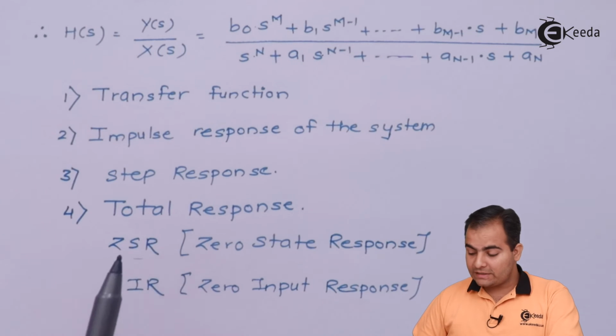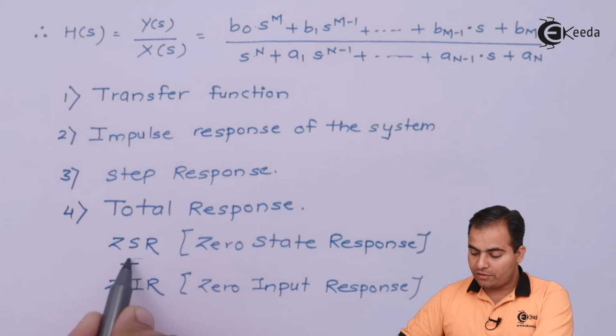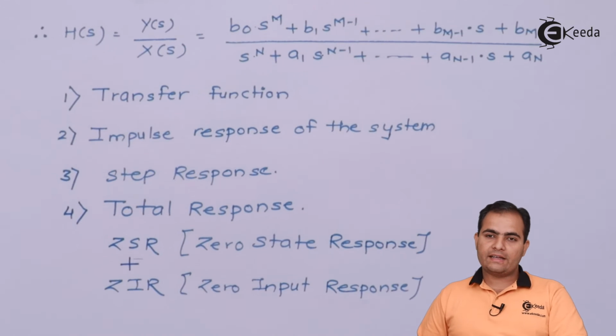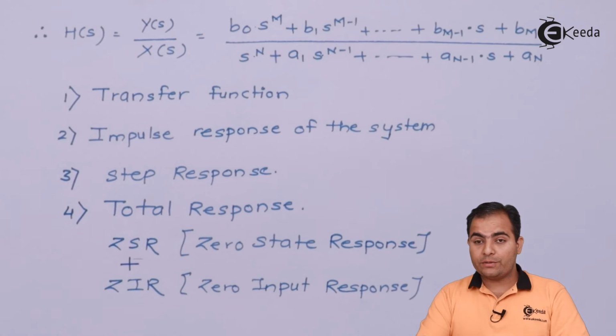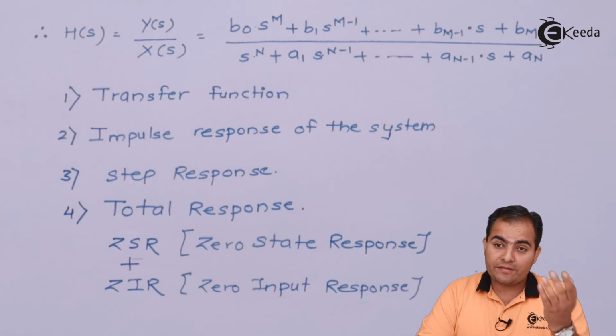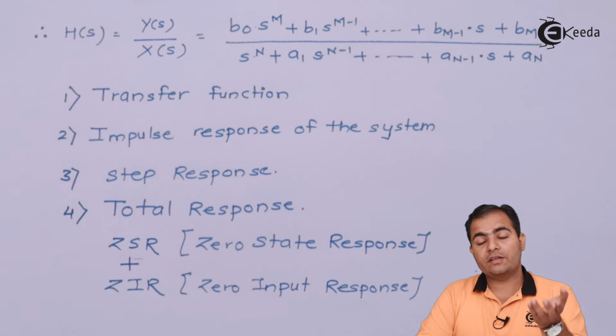So basically total response is nothing but the addition of ZSR and ZIR, which means, as I told you, in ZSR they may give you initial conditions or they may not.